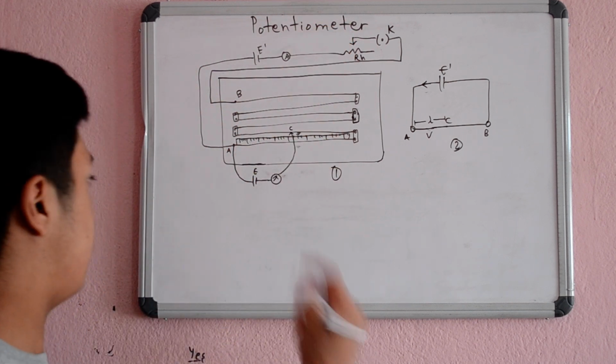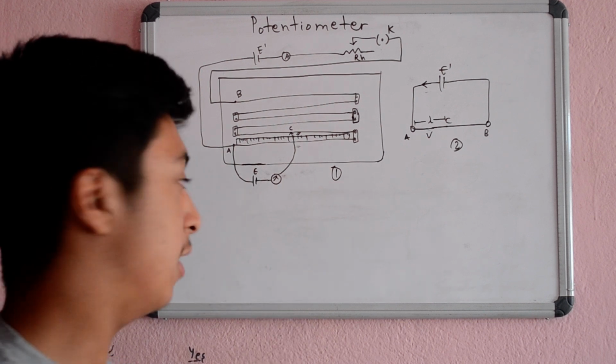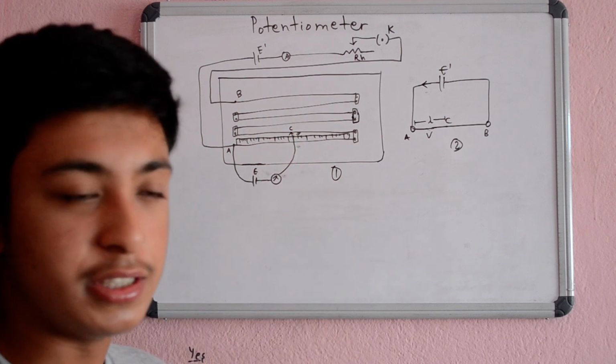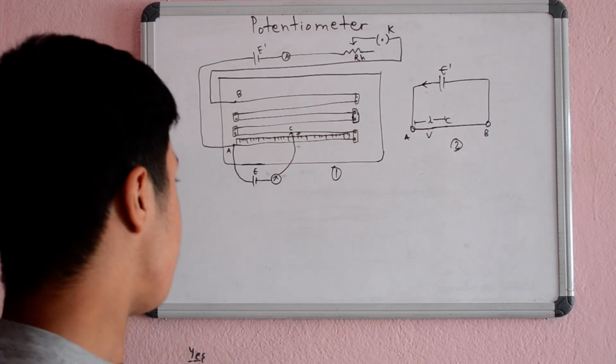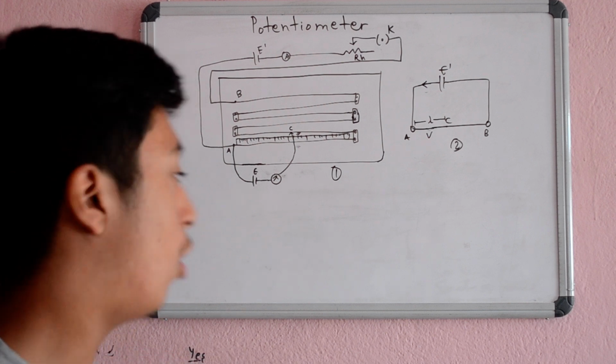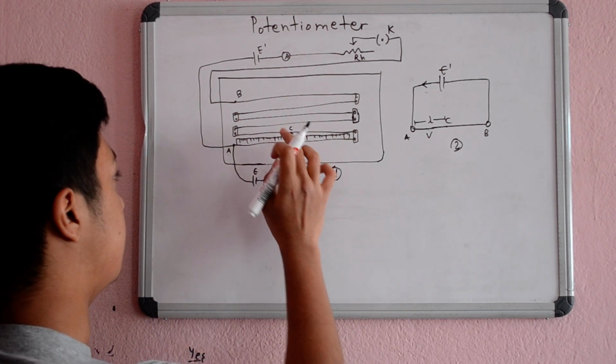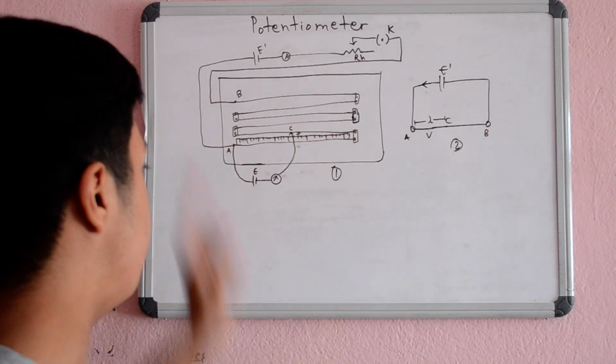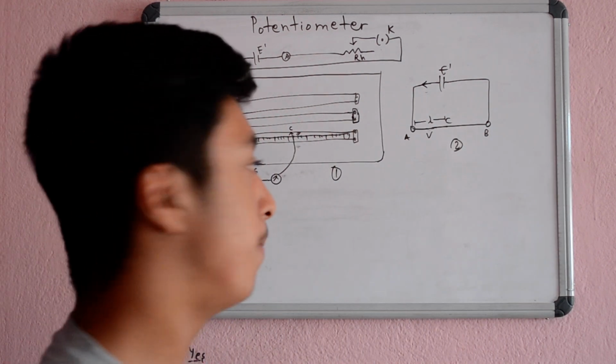And here this E is the external cell, which is connected to a galvanometer, and here a jockey is there to detect where the balancing length is, or where the null point of the galvanometer is. So this is of course used for the applications of potentiometer, which we will cover in the next few videos.